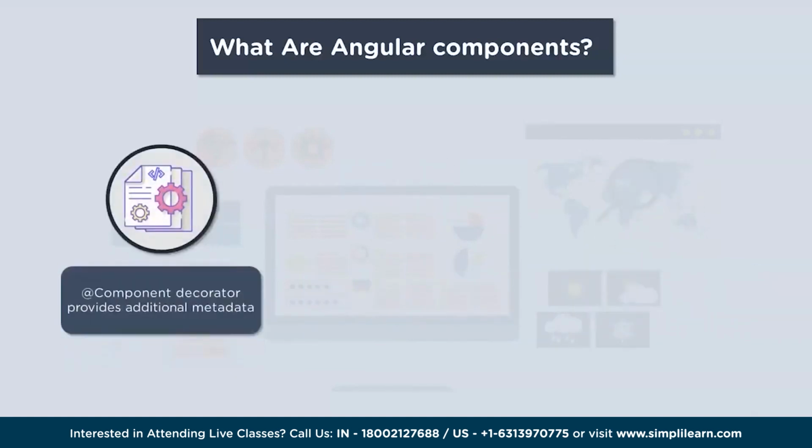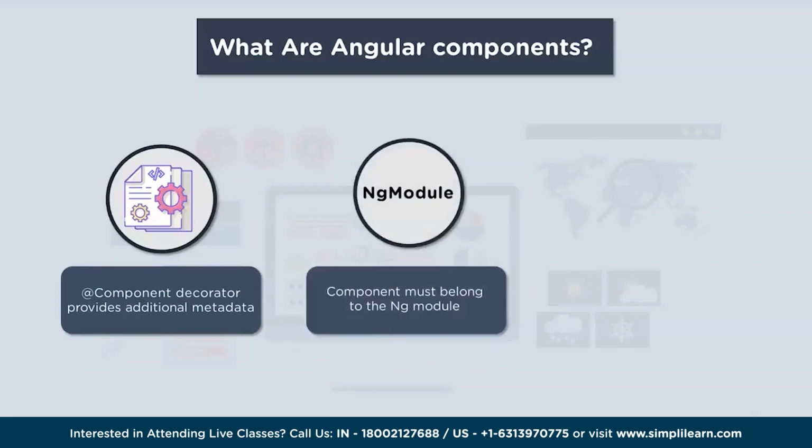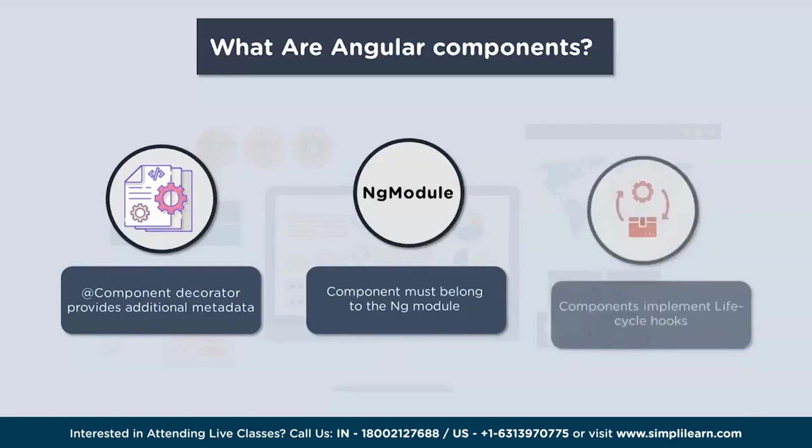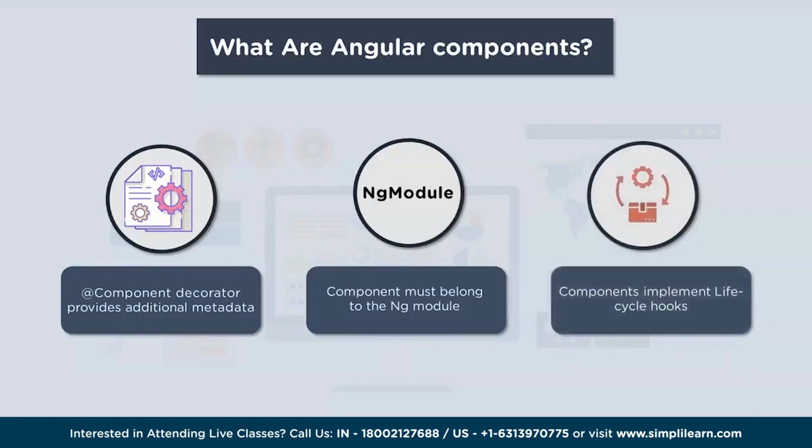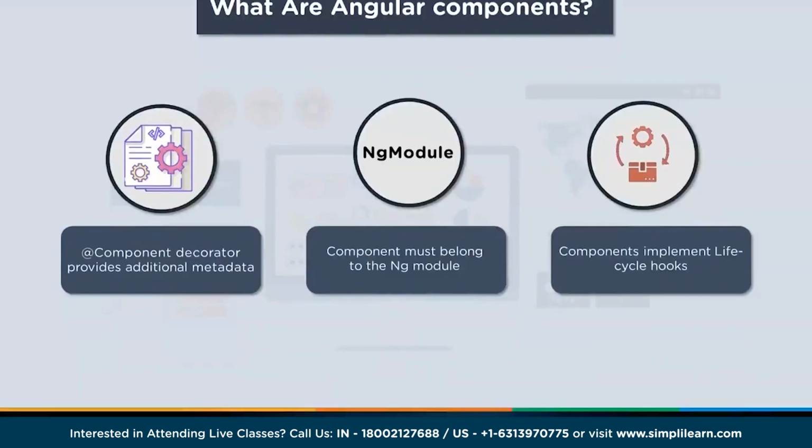Next, a TypeScript class is used to create a component. This class is then decorated with the @component decorator. The decorator accepts a metadata object that gives information about the component. A component must belong to the ng module in order for it to be usable by another component or application. And finally, components control their runtime behavior by implementing lifecycle hooks. So this was just a brief introduction to what Angular components are.